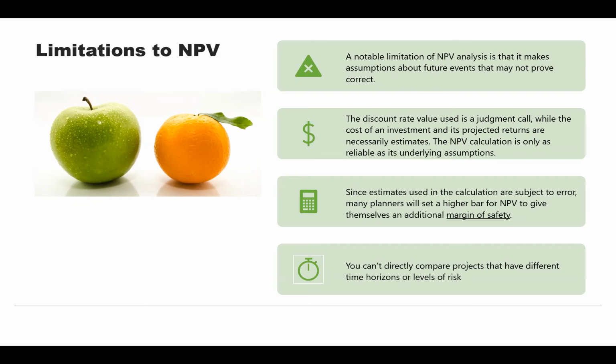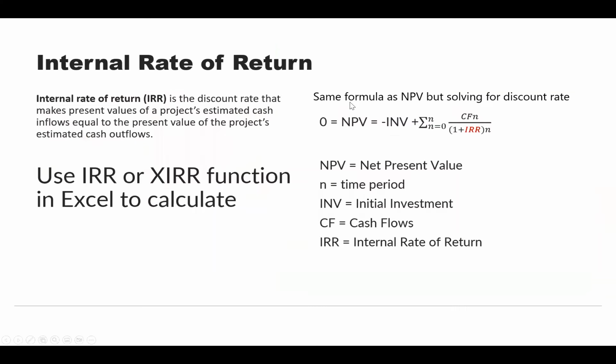And the other thing is you can't directly compare projects with net present value that have different time horizons or levels of risk. So if you've got a 5-year project and a 20-year project, you can't use net present value to compare those two, because the 20-year has a much longer time horizon.